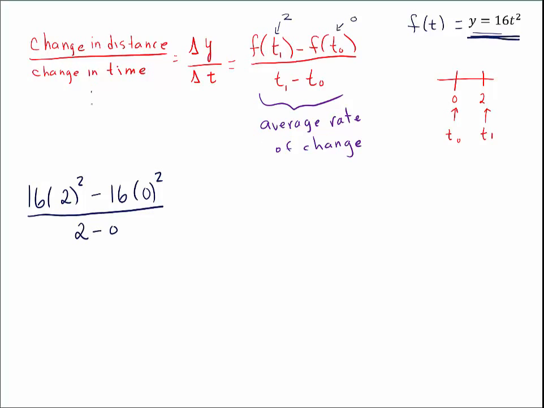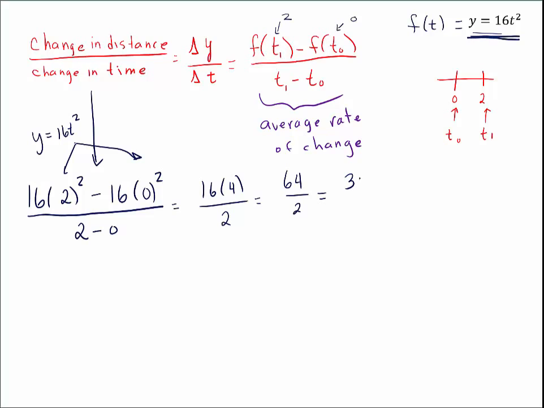So that's all I've done, is I've used my y equals 16t squared, my function here, for 2 seconds and 0 seconds to get my change in distance, and then I did 2 minus 0 to get my change in time. So multiplying that out, I do 2 squared, which is 4. 2 minus 0 is 2. That gives me 64 over 2, which gives me 32.